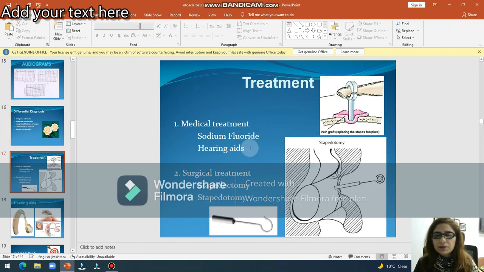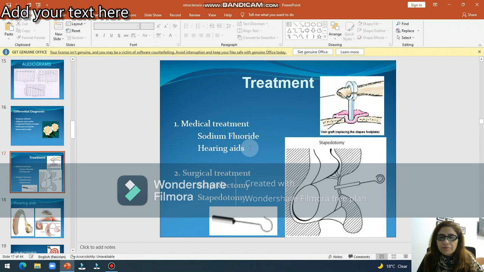So for treatment, medical treatment: if there is Schwartze sign, sodium fluoride can be given. There are different side effects of sodium fluoride. If the patient is not willing for surgery, we can advise a hearing aid. We should counsel the patient because hearing loss is progressive, and the ultimate result will be complete hearing loss. So a hearing aid will help in improving the quality of life, but ultimately there will be no hearing at all. After that, the patient can be advised to take help with a cochlear implant.